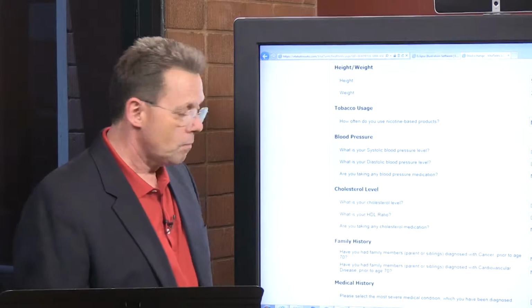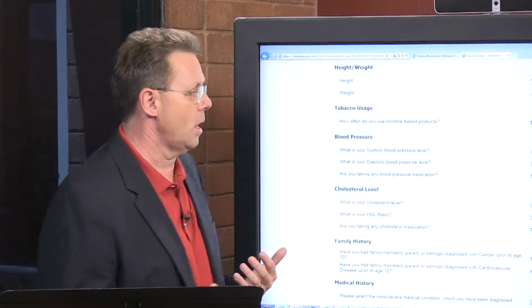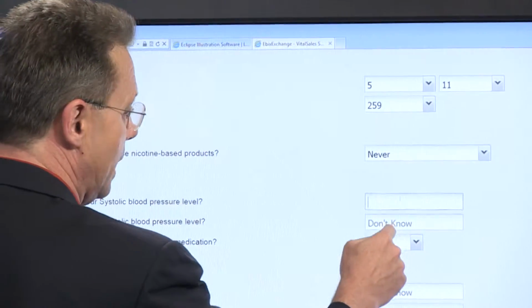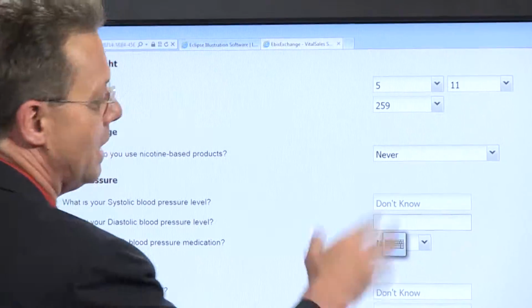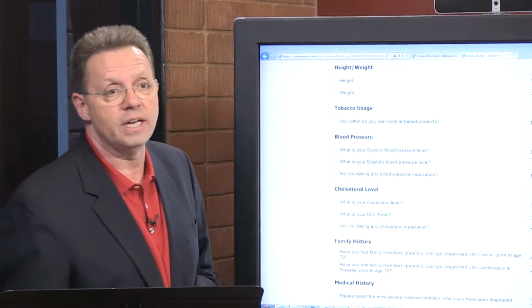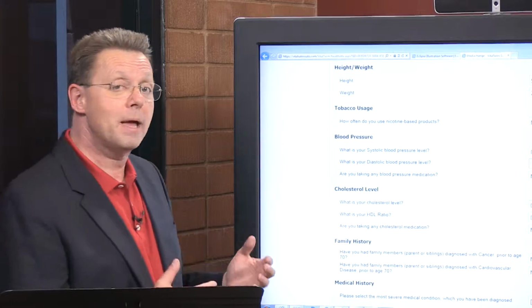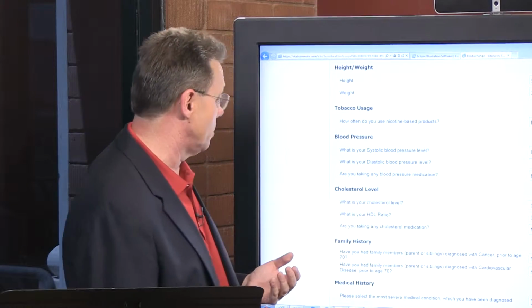Blood pressure. I want to know what my blood pressure is. Now, if I know it, I can plug it in. I can put those numbers in and type it into the lower one. Mine just happens to be 117/79. I take 20 milligrams of lisinopril to manage my hypertension. No surprise there, I'm sure, to my audience.